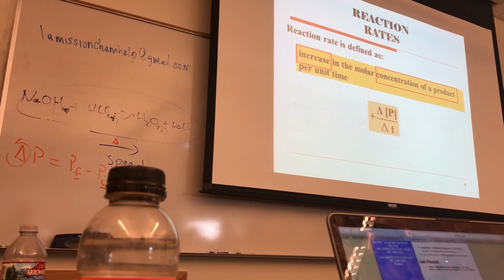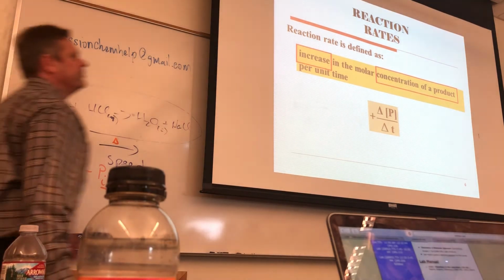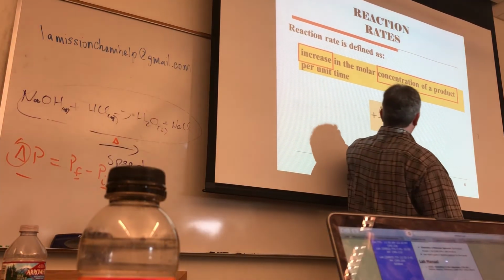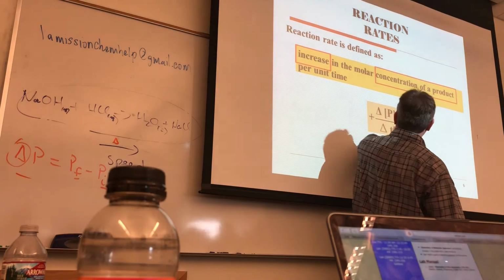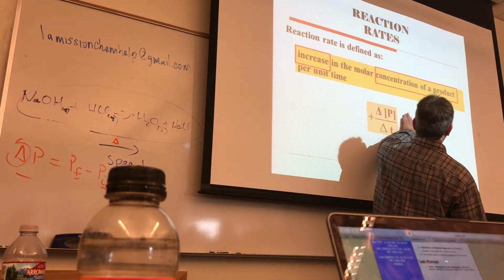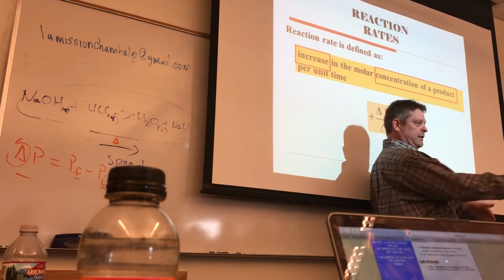We saw that, I think, when we looked at energy, right? Q equals M times S times delta T. Delta T, we saw that. So temperature final minus temperature initial always means the same thing. That's what this is saying: time final minus time initial, product concentration final minus product concentration initial.